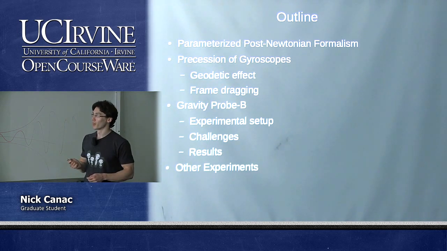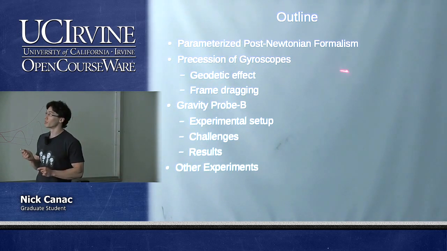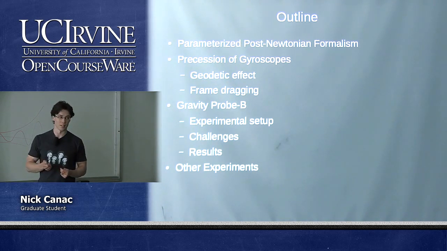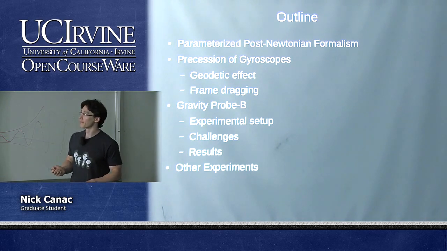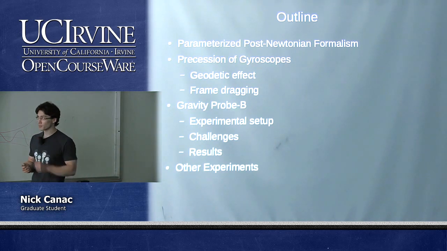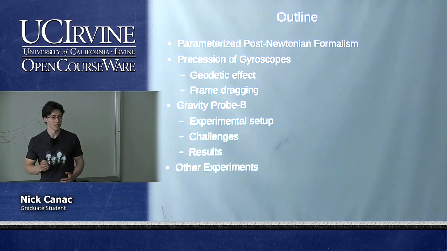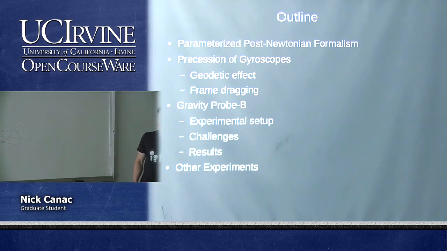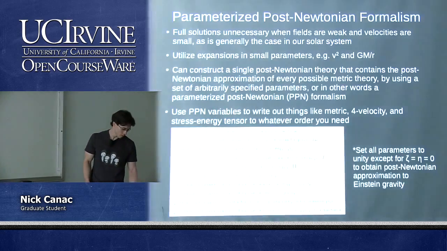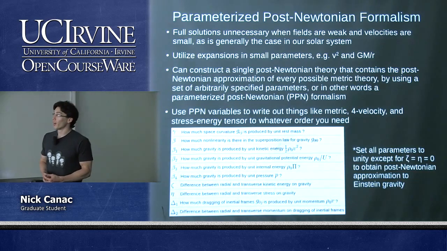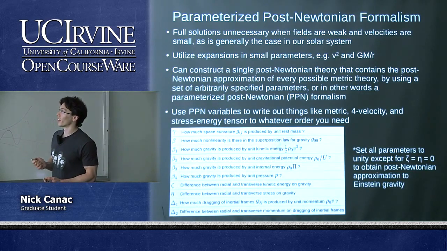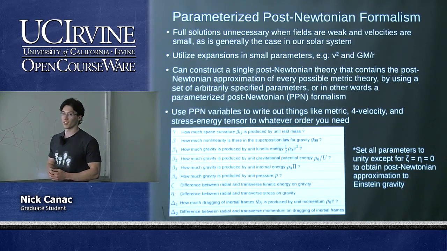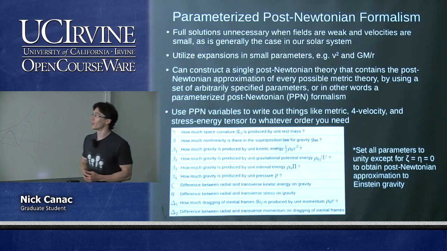And then I'm going to talk about the precession of gyroscopes using this formalism. In particular, there are two effects called the geodetic effect and the frame dragging effect. And then I'll focus particularly on one experiment, which is called Gravity Probe B. I'll go over the experimental setup, some of the challenges they faced, and the results that they came up with. And then finally, I'll just mention a few other experiments that have tried to measure the frame dragging. So the whole idea behind PPN is that the full solutions are unnecessary and usually difficult to solve.